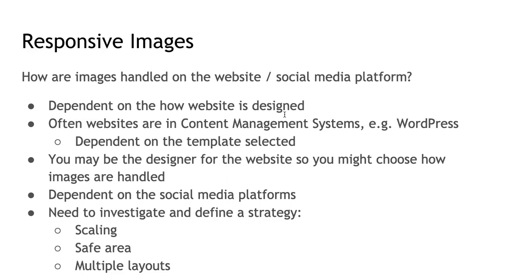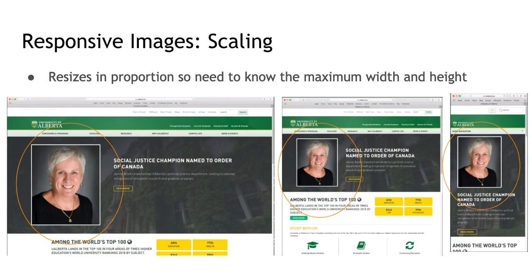So, the ways in which you can define how images respond when on different devices and different browser sizes are 3 ways: scaling, a safe area, and multiple layouts. So I will go into those 3. With the U of A website, scaling. We can see here that the image is larger on desktop compared to tablet, compared to phone, and it resizes in proportion. So you need to know the maximum width and height that the image can be before you go ahead.